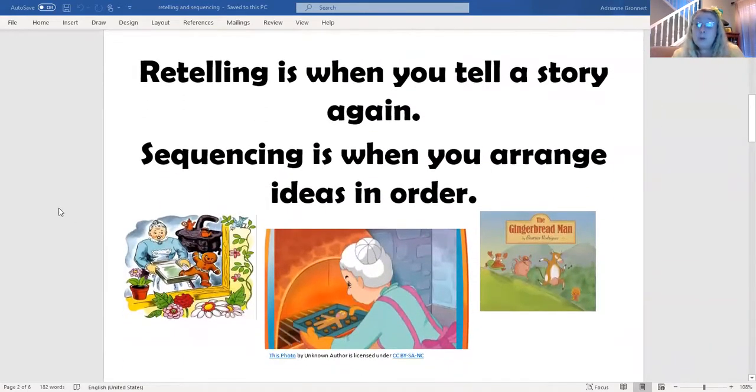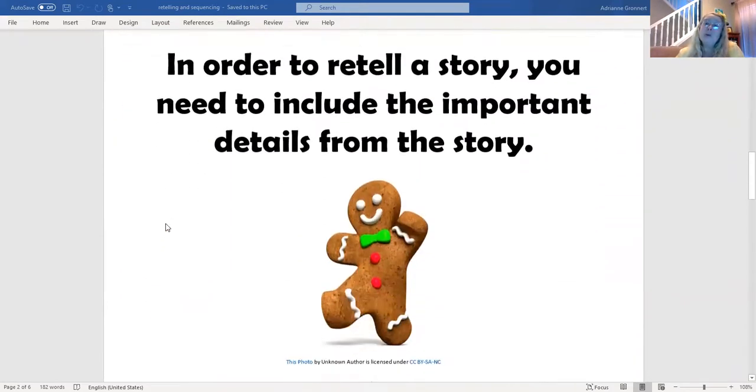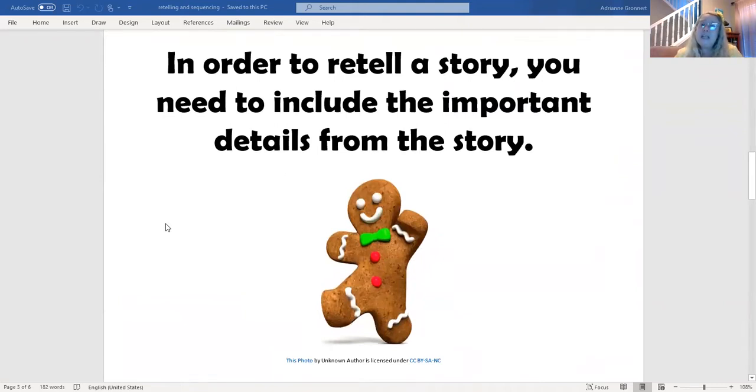Retelling is when you tell a story again. Sequencing is when you arrange ideas in order. Oh, that's one of my favorite stories, The Gingerbread Man. In order to retell a story, you need to include the important details from the story.